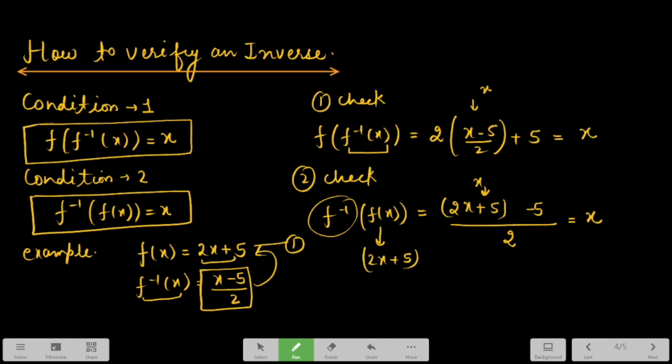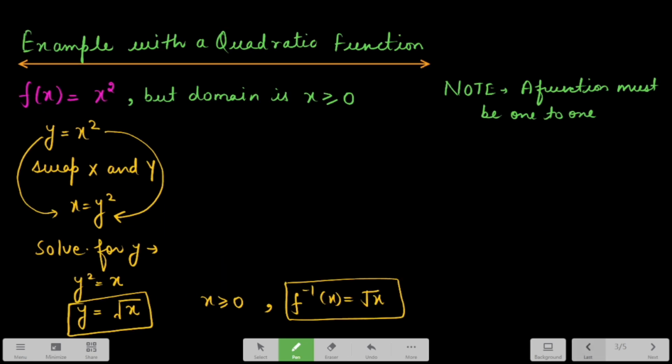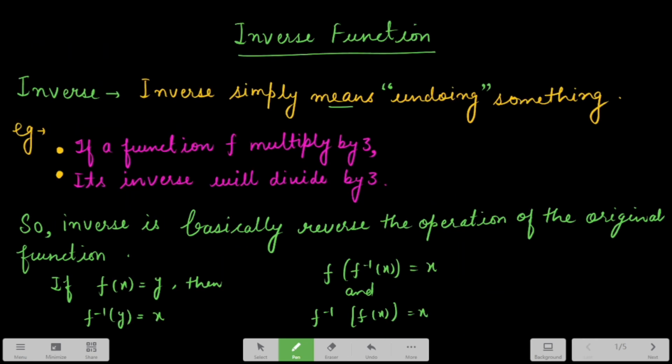So, that's it for today. You learned what an inverse function is, how to find the inverse using steps, and how to verify an inverse. Inverse functions are very important in grade 11, especially when you move to logarithmic and exponential functions.